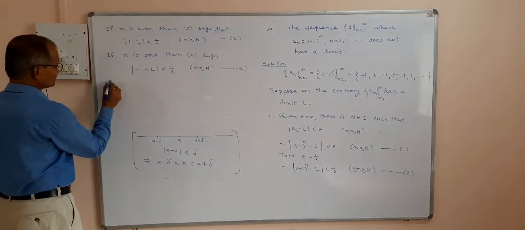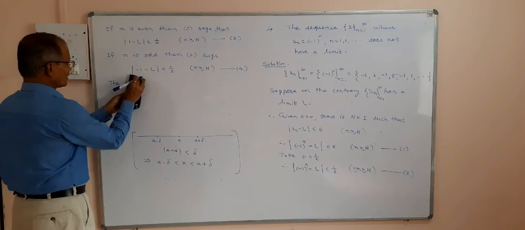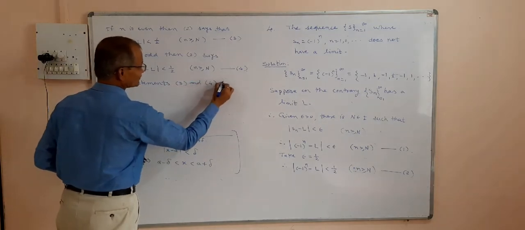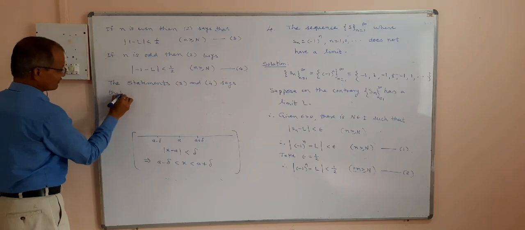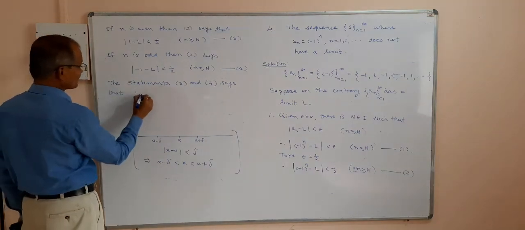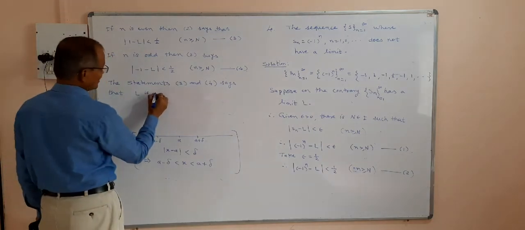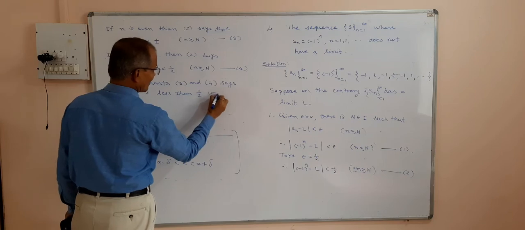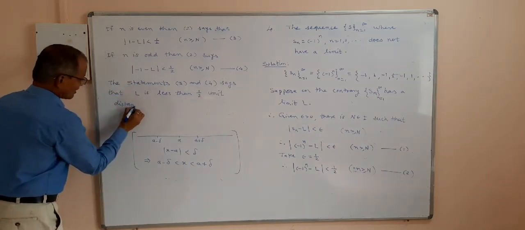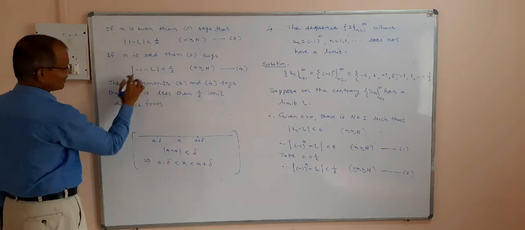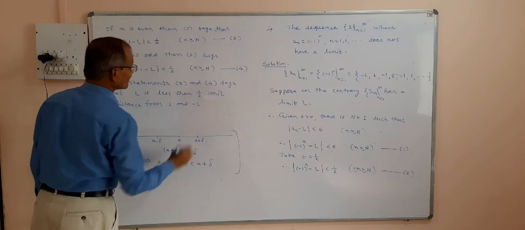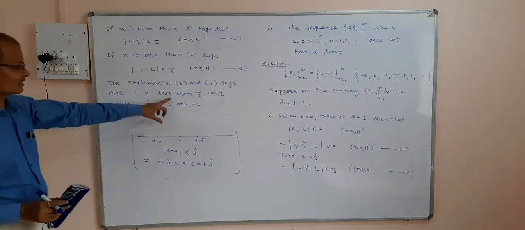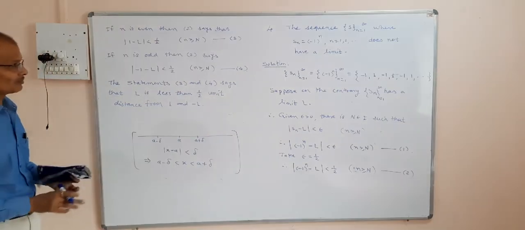So statements 3 and 4 say that L is less than half unit distance from 1 and from -1. So is it possible? Both must be satisfied.